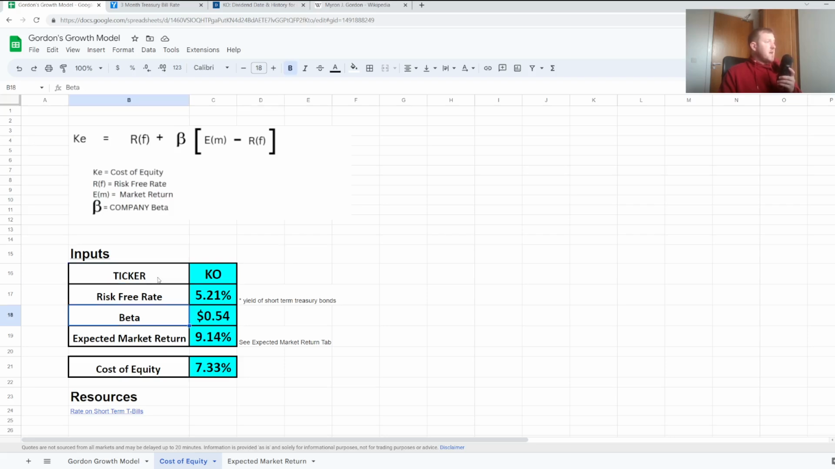So similarly, again here, I have added in all of the different inputs that you're going to need to work out your cost of equity. So you just need to put in your ticker here. So I've put in KO again.